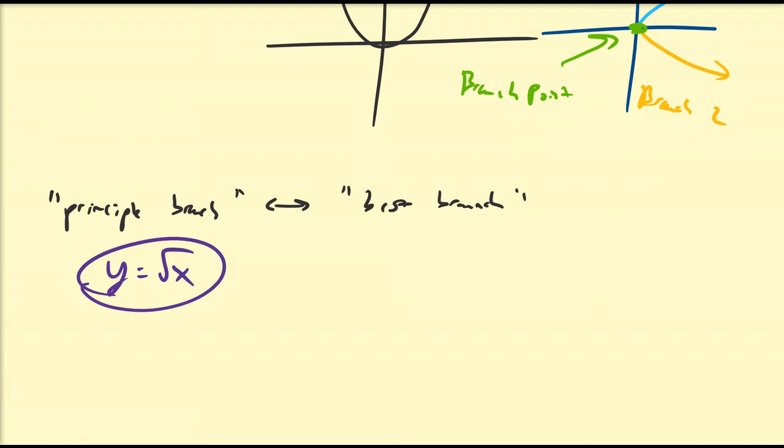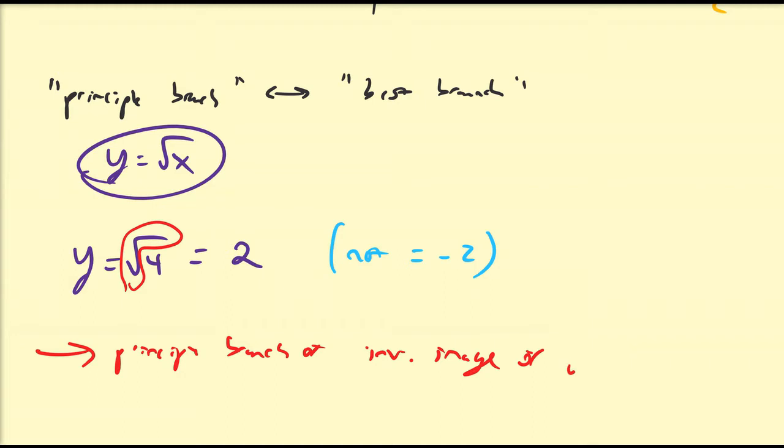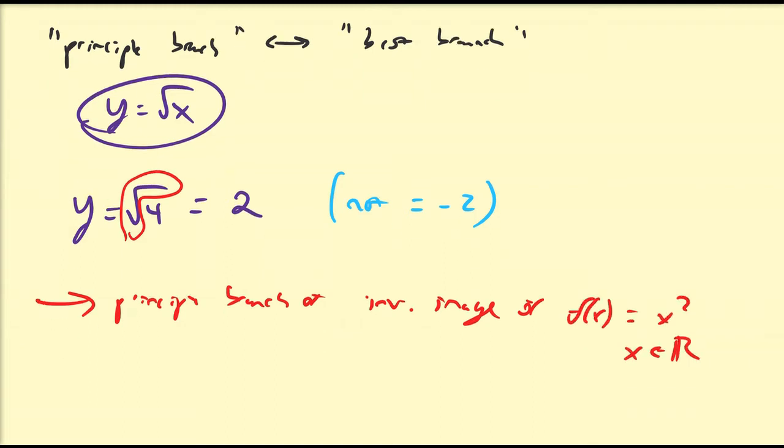So when we say y equals the square root of 4, as we should know already, this is equal to 2 and only 2, right? This is not equal to minus 2. And why is that? Well, this symbol corresponds to the principal branch. So this is the principal branch of the inverse image of f of x equals x squared on the entire real line, right?